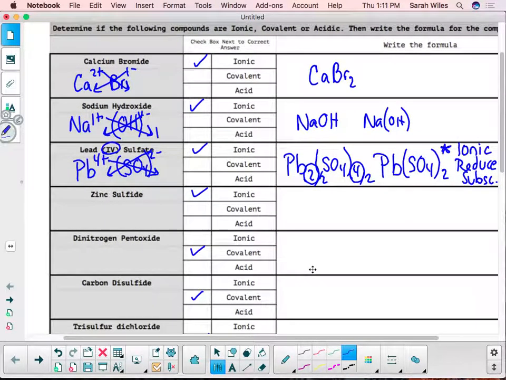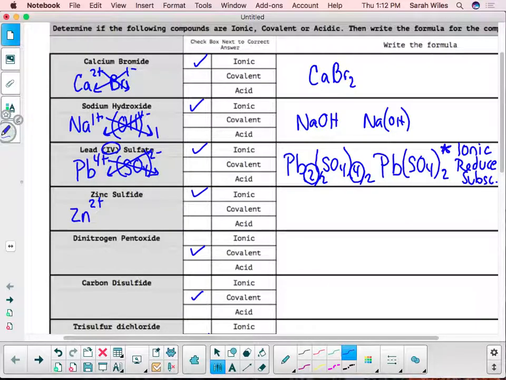Zinc sulfide. For your test, you need to remember that zinc has a 2+ charge, silver has a 1+. Those are the only exceptions to that 1+, 2+, 3+ that are not listed on the back. The multivalent are listed on the back. You need to know the pattern, and you need to know zinc has a 2+ charge, silver has a 1+ charge. Okay?